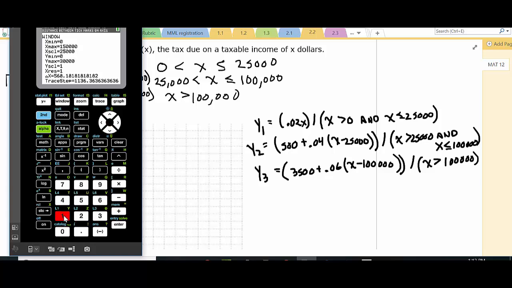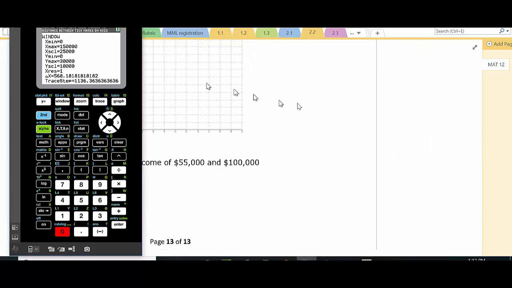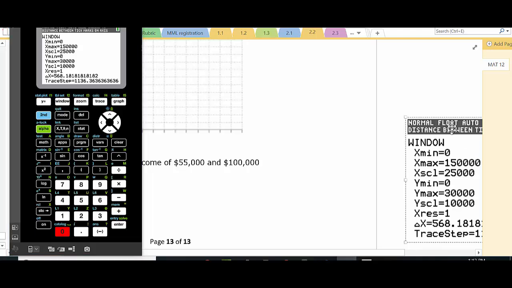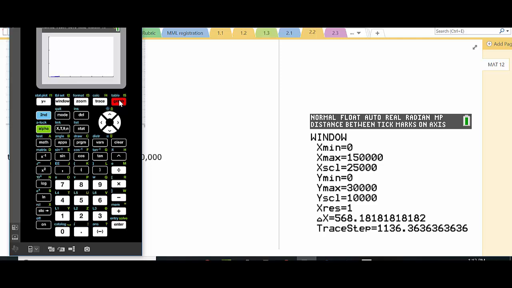So I'm just going to start us with this window right there. So we can go 0 to 150,000 and then 0 to 3,000 on y. Okay, like that. Now, usually I can slide this window over on here. There we go. So if you're putting this in your calculator, do that. Now I'm going to graph and I'll see what I get.